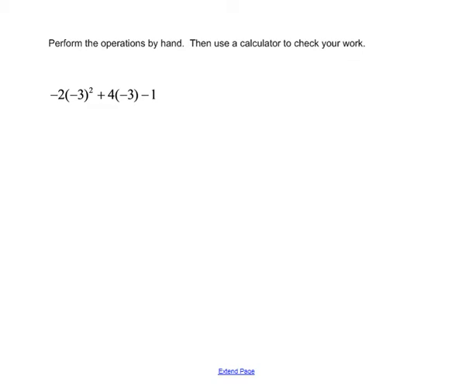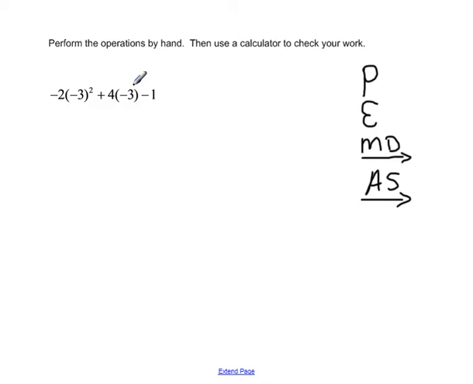Perform the operations by hand, then use a calculator to check your work. So here we have kind of a long drawn out problem. We've got lots of things going on here. So let's, over on the side, just remind ourselves of what order of operation is going to tell us to do. So we're going to do what's inside parentheses first, then we're going to work with exponents, then we'll do our multiplying or dividing left to right, and then we'll do our adding or subtracting from left to right.